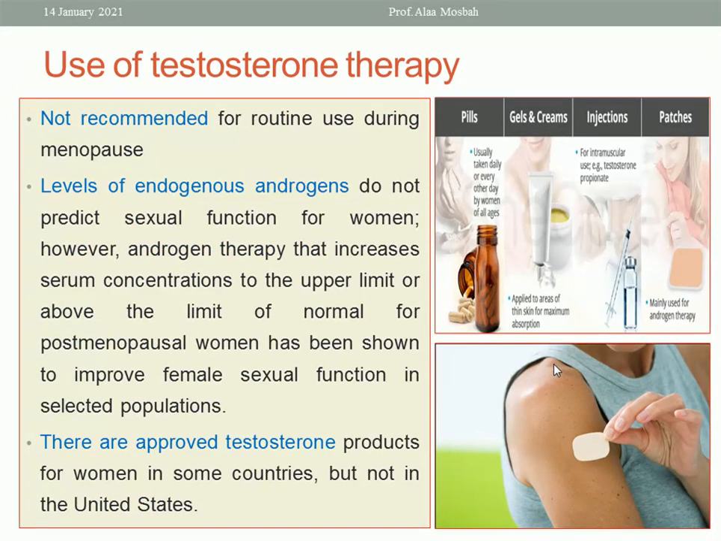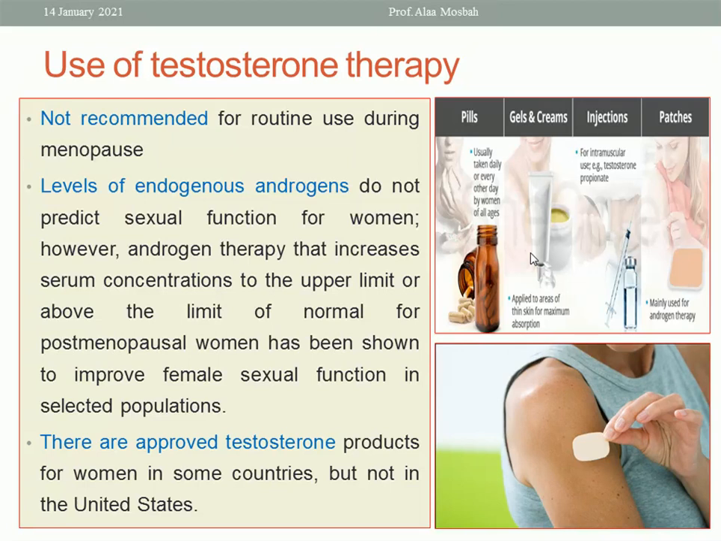Lastly, what about the use of testosterone therapy? Testosterone therapy has many preparations, maybe injection, maybe transdermal patch, maybe oral tablet. So different formulations of testosterone are present. But it is not recommended for routine use during menopause. And the level of endogenous androgen doesn't predict sexual function for women. So you cannot predict the sexual function of women according to the level of endogenous androgen.